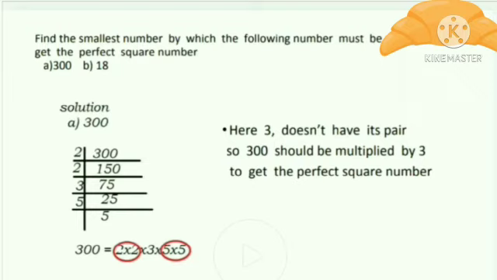150 times. So 2 150 times. Now 2 table 75 times. 3 table 25 times. Next least number 5. So 5 table 25 how many times? 5 times. So here we are going to do arranging in the prime factors. So 300 is equal to 2 into 2 into 3 into 5 into 5. Here we can see 2 is having a pair and 5 is also having a pair. But see here 3. Here 3 does not have its pair. So 300 should be multiplied by 3 to get the perfect square number.